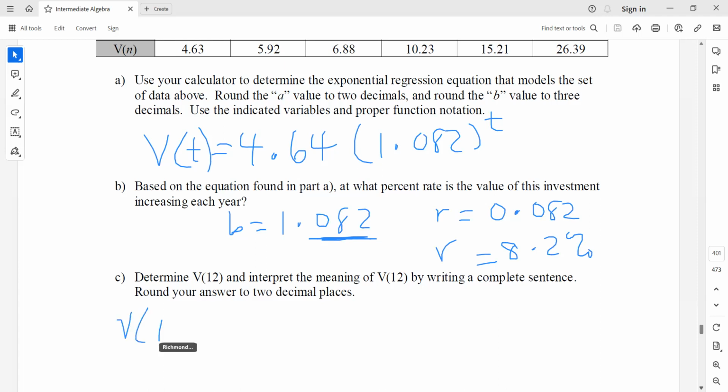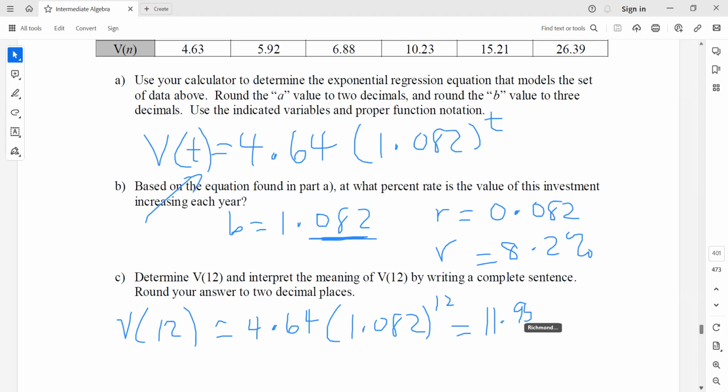Now C says determine V of 12. So V of 12, you put that in this, so you have 4.64 times 1.082 to the power 12, and this should give us 11.95. Remember, V is in thousands of dollars, so $11,950. What did I do? I multiplied by 1,000.